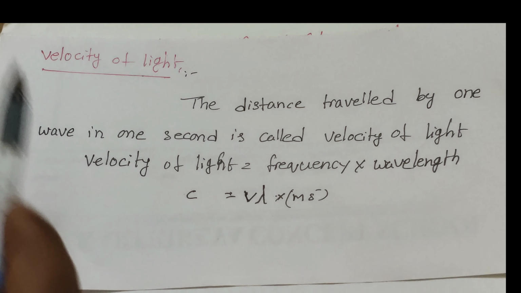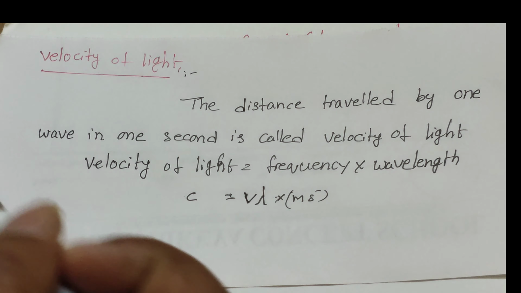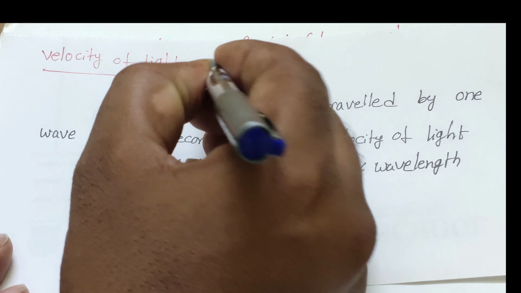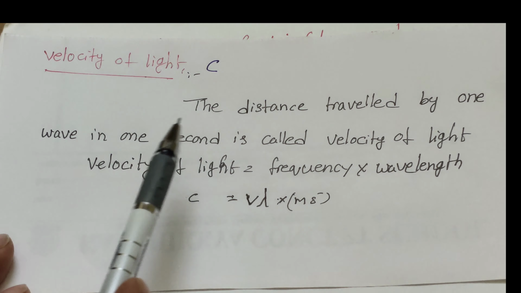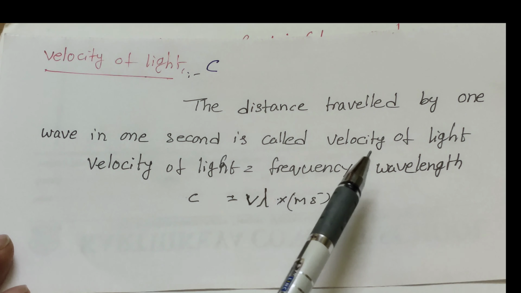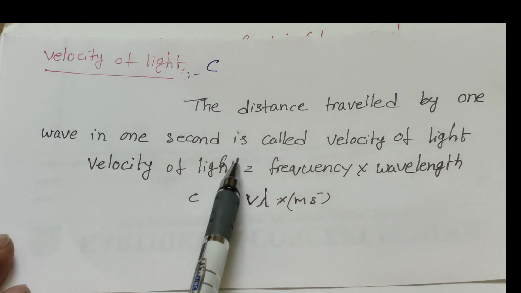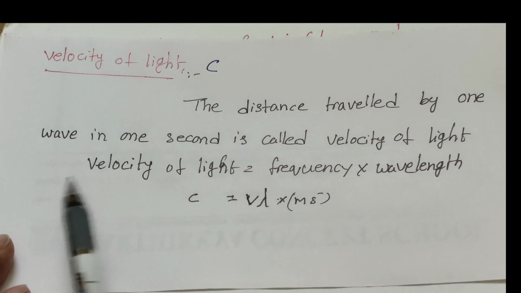Next one is velocity of light. The velocity of light we indicate with c. So what is the velocity of light? The distance traveled by one wave in 1 second is called the velocity of light.